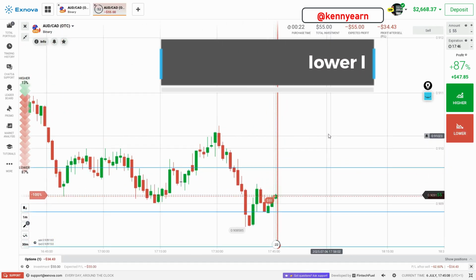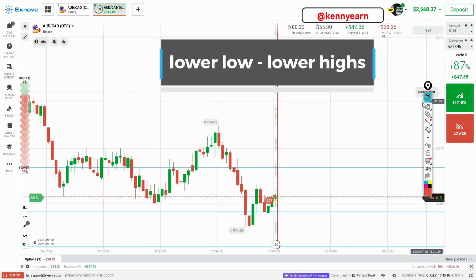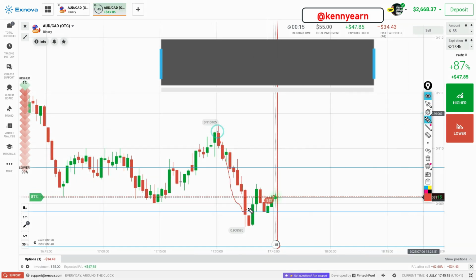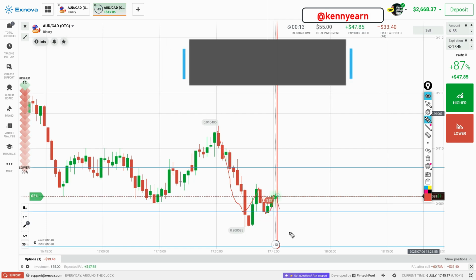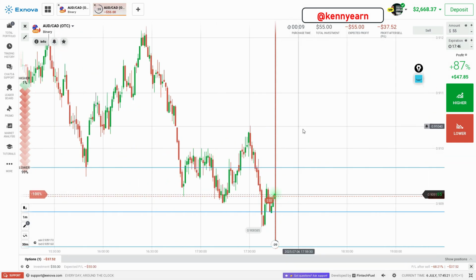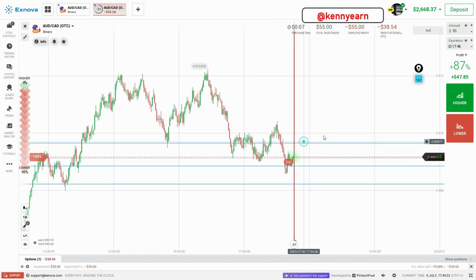All right, so I took a lower option here because of the rejections I've been getting on the previous candle, and you can see the major trend is a downtrend here. So I'm expecting a lower low, lower high model. I'm just expecting the market to sell from what I'm seeing here.